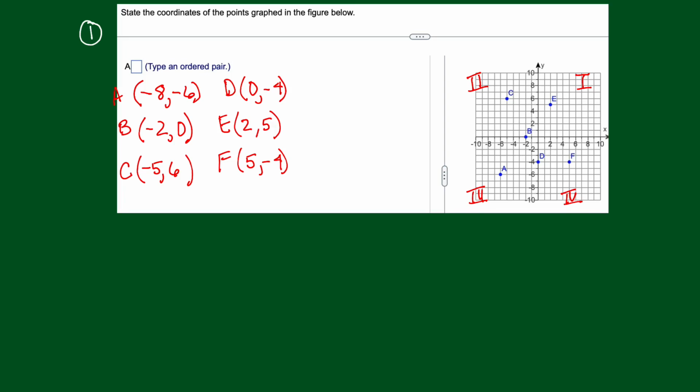I think I've got them all. I don't see any G. Am I just missing a G? I don't think so. I think that's it.